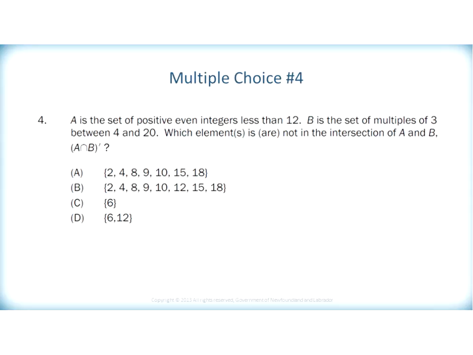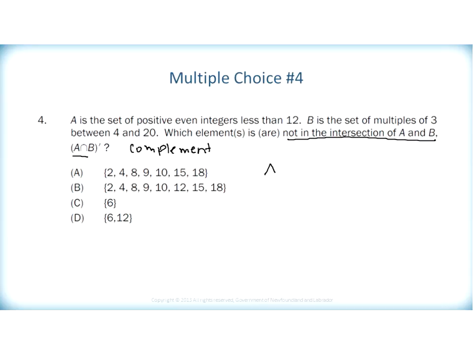A is a set of positive even integers less than 12. B is a set of multiples of 3 between 4 and 20. Which elements are not in the intersection? It's not in the intersection of A and B. So we're talking about the complement. This is the complement of A intersect B.